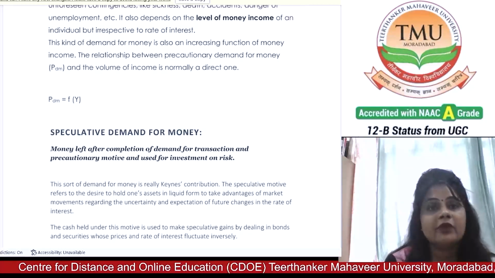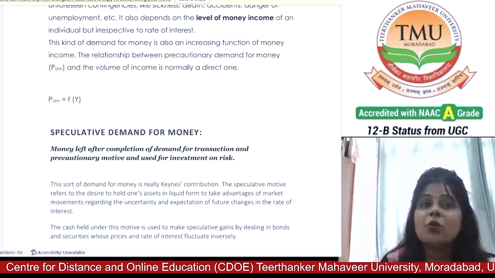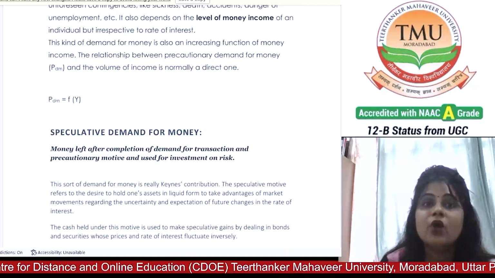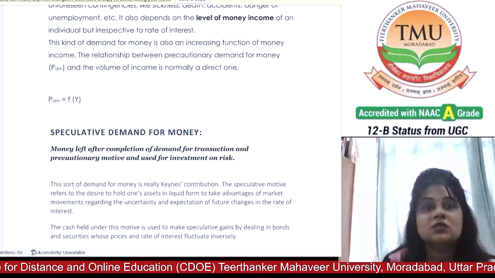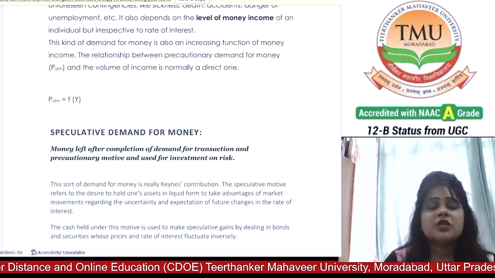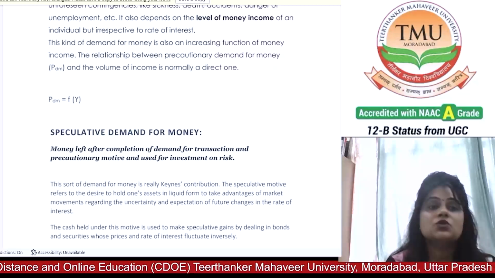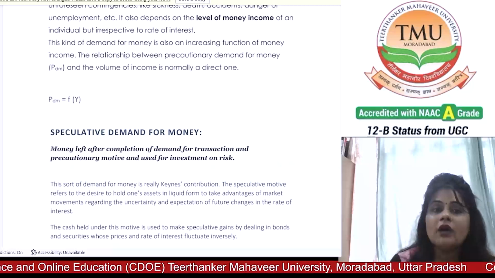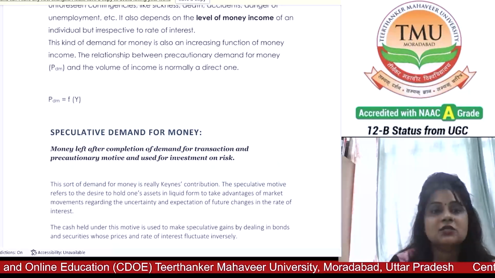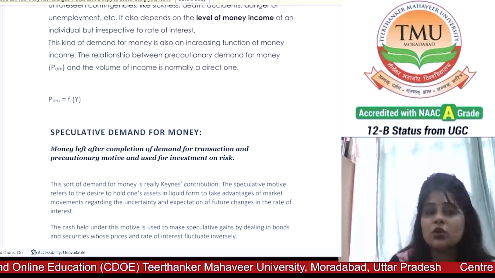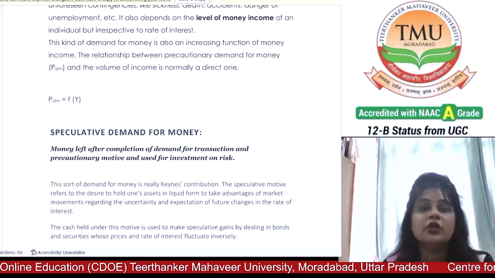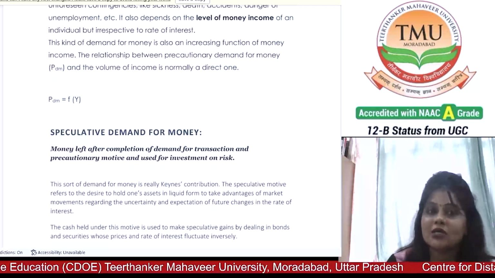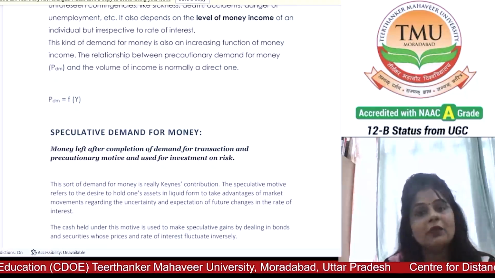The relationship between precautionary demand for money, PDM, and volume of income is normally a direct one. So precautionary motive for holding money refers to the desire to hold cash balance for unforeseen conditions. Keynes holds that transactions and precautionary motives are relatively interest inelastic but are highly income elastic.